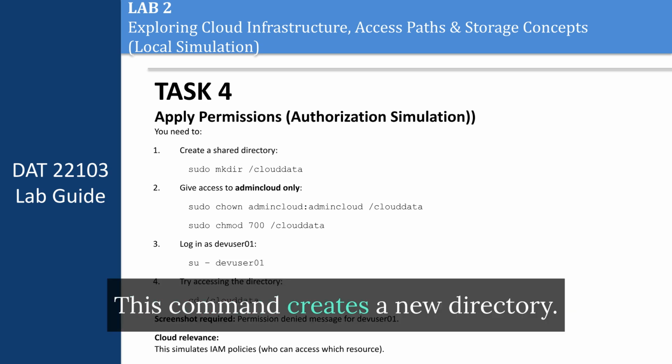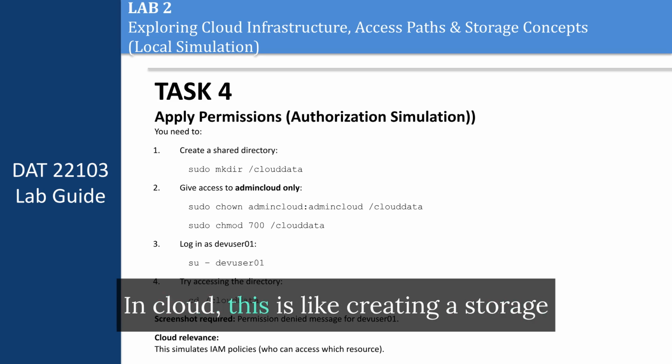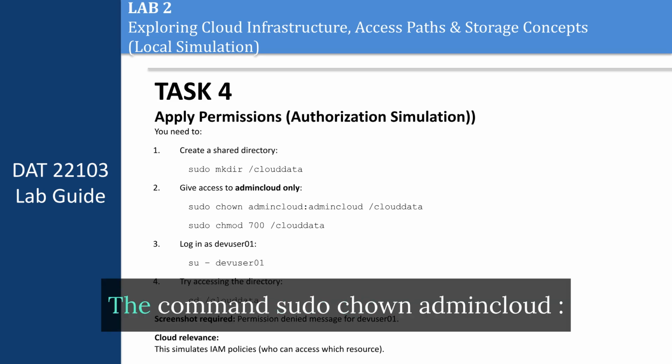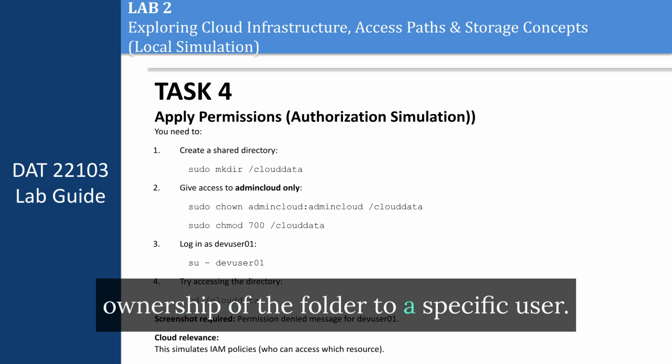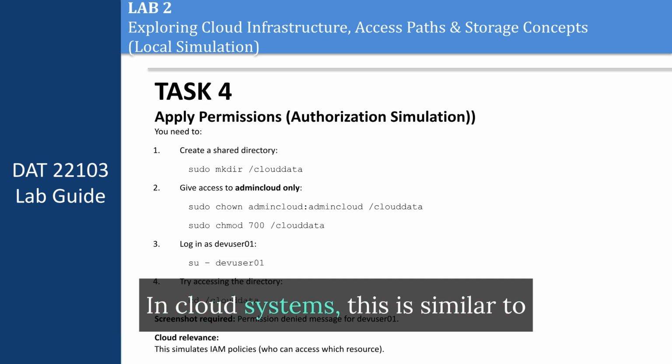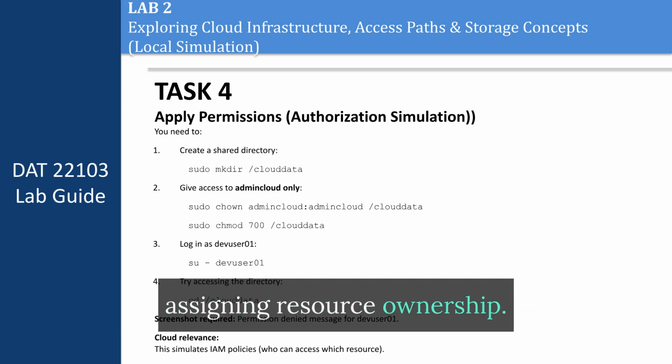mkdir /clouddata. This command creates a new directory. In cloud, this is like creating a storage resource. The command sudo chown admincloud admincloud /clouddata will assign ownership of the folder to a specific user. In cloud systems, this is similar to assigning resource ownership.